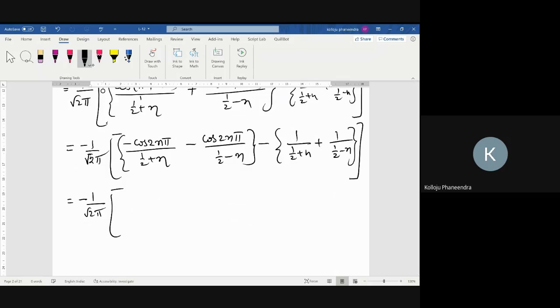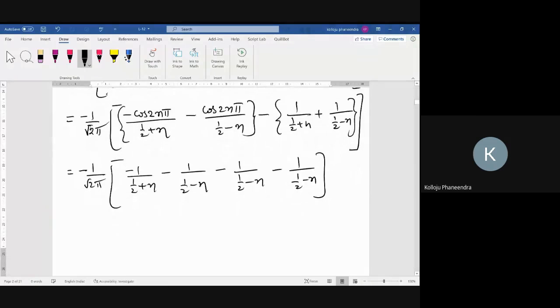And what is cos of an even multiple of pi plus 1? Cos 2n pi plus 1. So this is minus 1 by this, and this is also minus 1 by (1 by 2 minus n), and minus 1 by (1 by 2 minus n). So all are same. These two terms are same, 1 by 2 plus n, and these two terms are same.